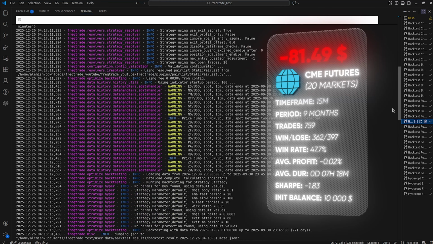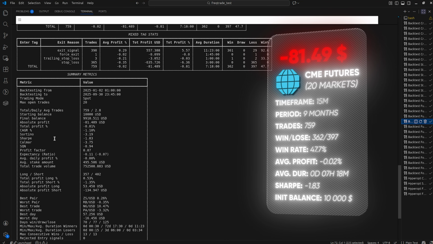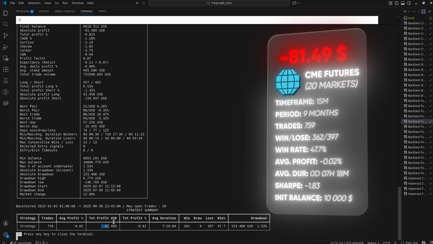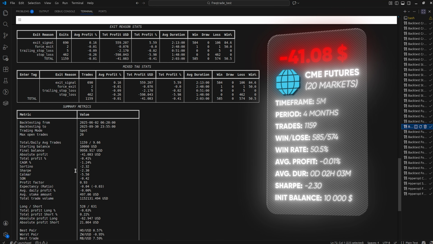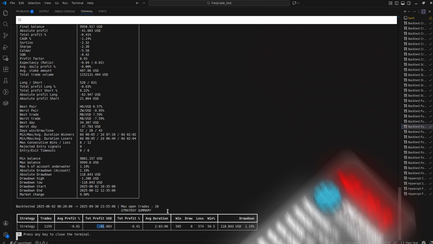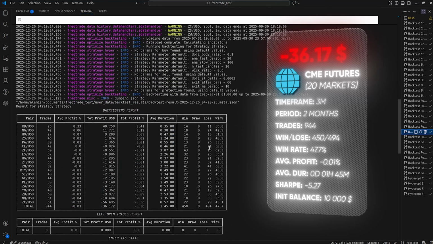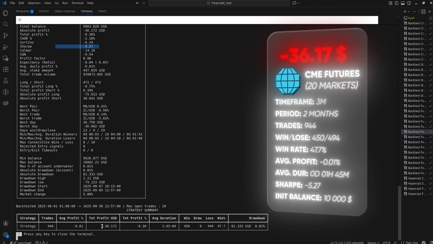15 minutes. Our table with pairs, and Sharpe is negative, minus 1.83, and we lost only just $80. 5 minutes time frame. And this time Sharpe is negative, minus 2.3, and we lost $41. 3 minutes time frame. And Sharpe is minus 5, and we lost $36.